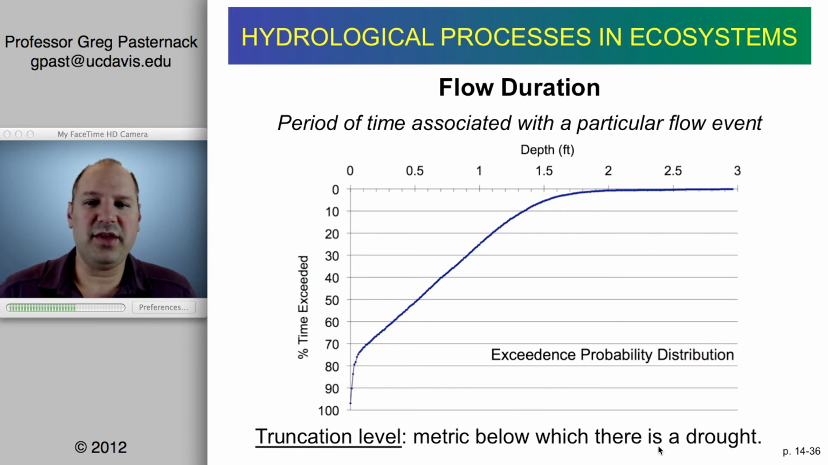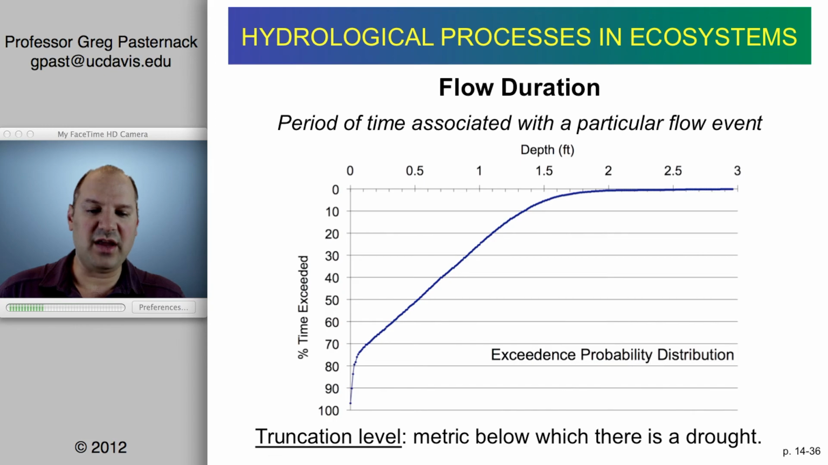Another variable for the natural flow regime is flow duration, which is the period of time associated with a particular flow event. The flow duration, you've already used that in the wetland assignments that I gave. So you could use it to say, well, how much of the time does flow exceed or not exceed a certain level? So for example, if we come to a depth of like 1.3, that's exceeded 10% of the time.